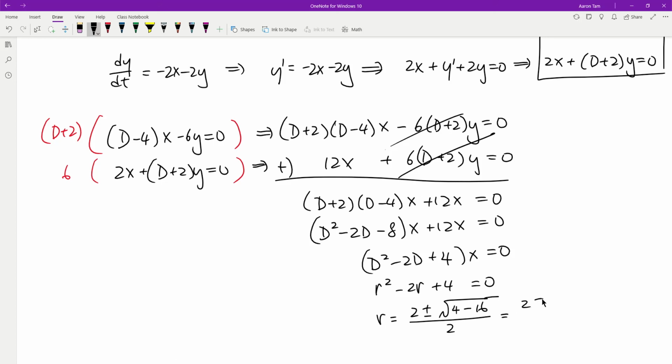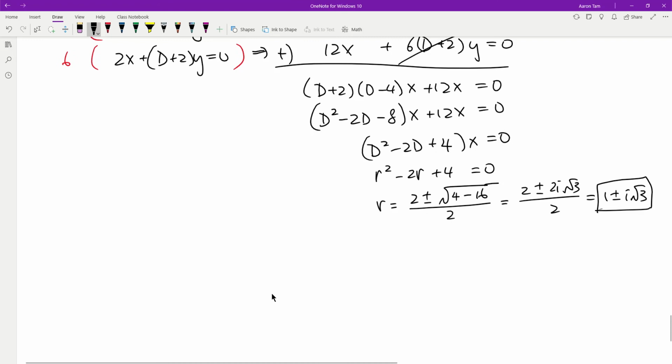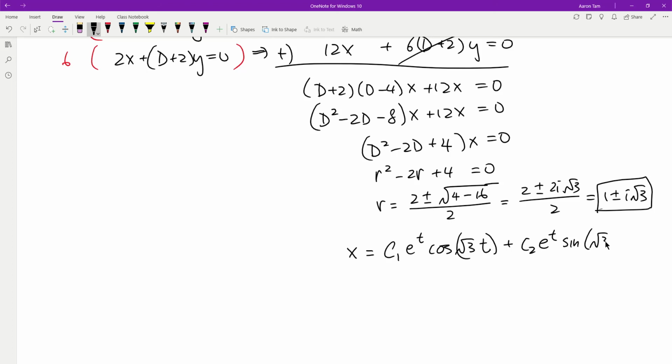So that comes out to be 2 plus or minus 2 radical 3 over 2, or 1 plus or minus i radical 3. So that will be my two characteristic roots. And so in that case, x should equal c1 e^t cosine radical 3t plus c2 e^t sine radical 3t. So that seems to be what our x is.